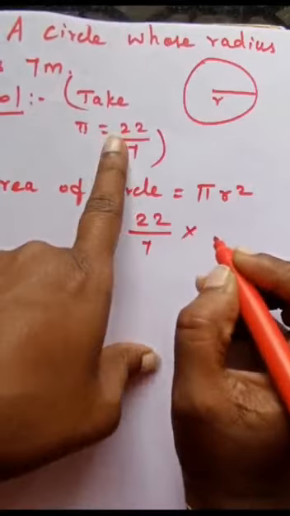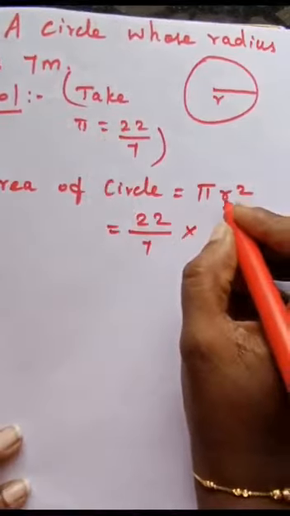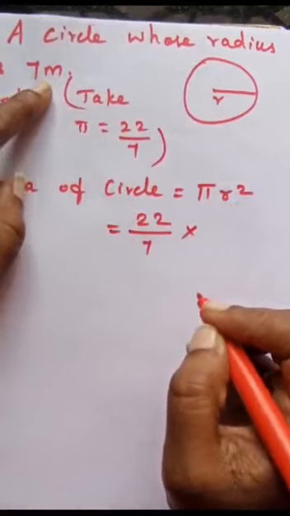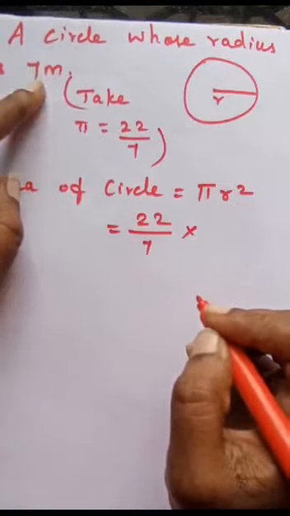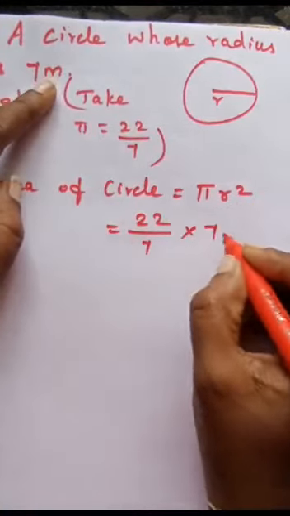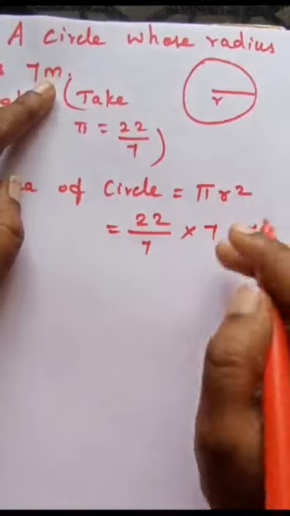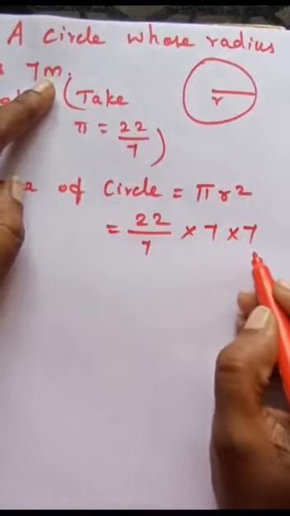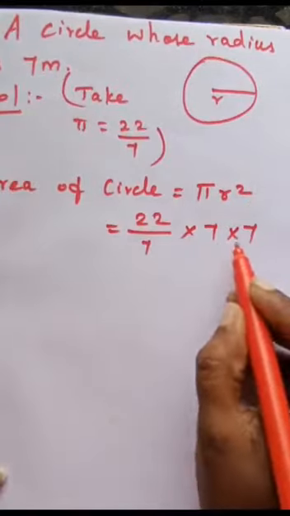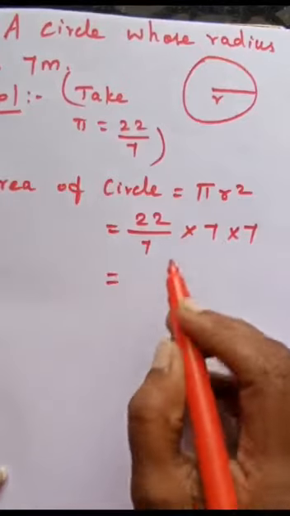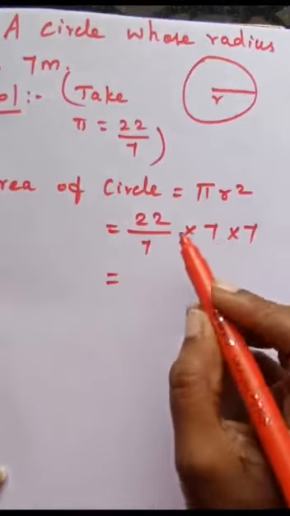It is the constant value, and the r value is the radius, which is given in the question, 7 meter, right? 7 into 7, because r square, so we have to write the value of 7 twice. When we write this twice, what will we get? See the process, I'll tell you now.